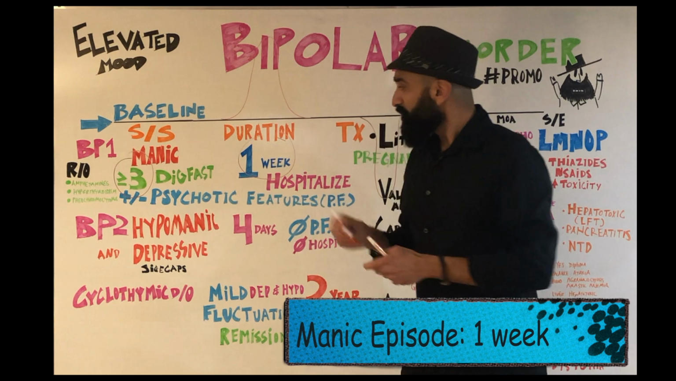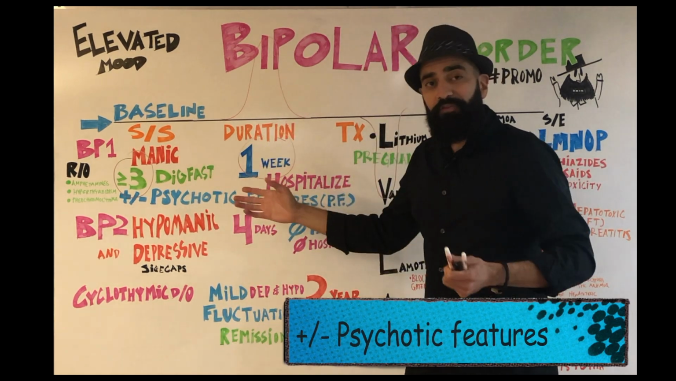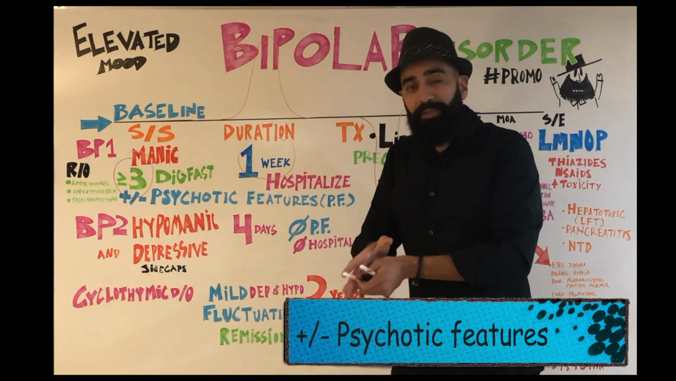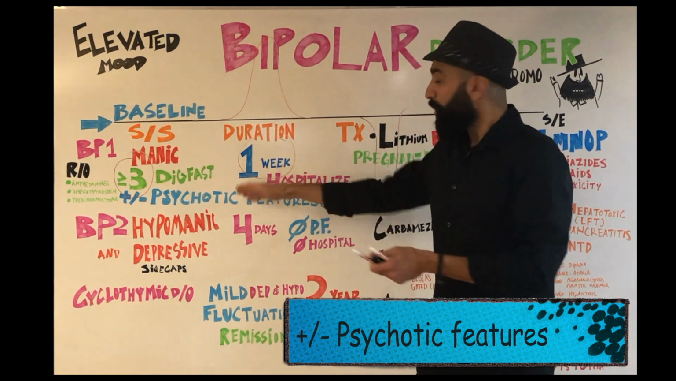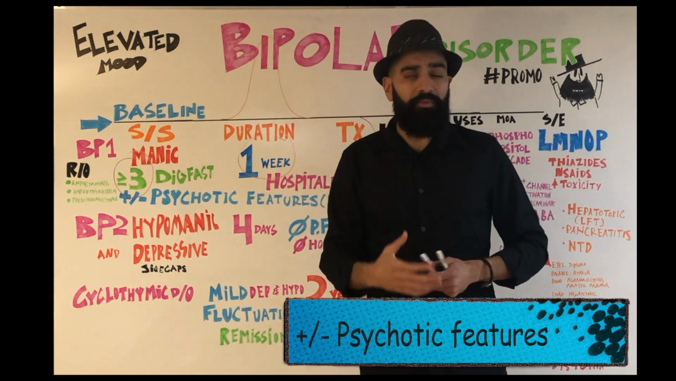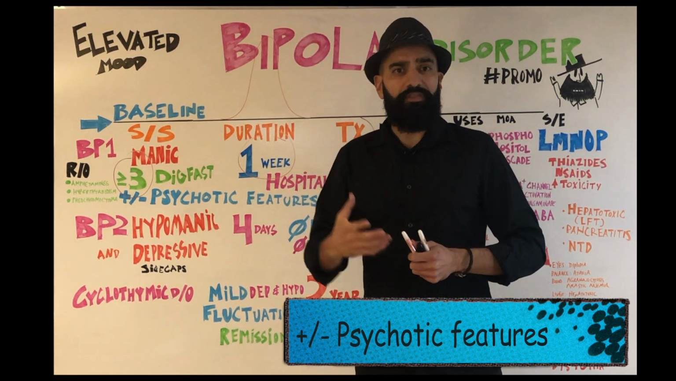What else could be present? You could have psychotic features. Psychotic features may also be present while the manic episode is happening. So got to keep that in mind. What are the psychotic features again? We talked about some psychotic features last time, but we're going to talk about it properly when we talk about our disorders of psychosis.